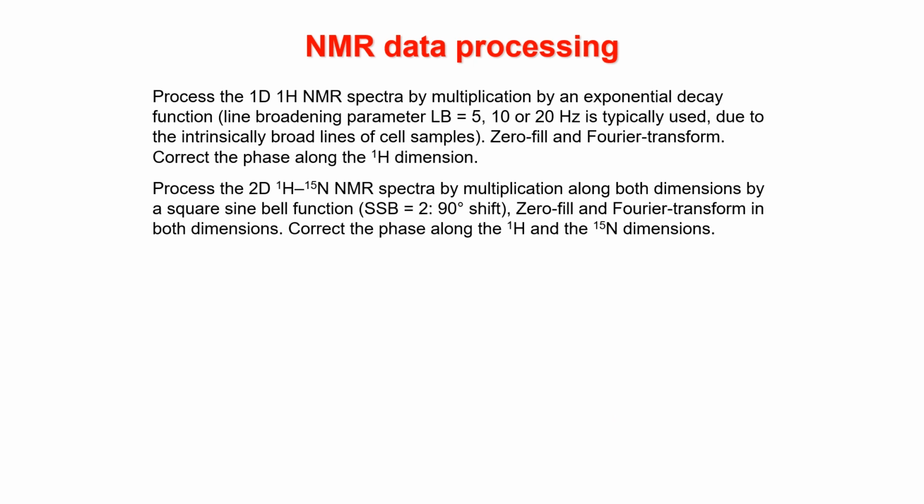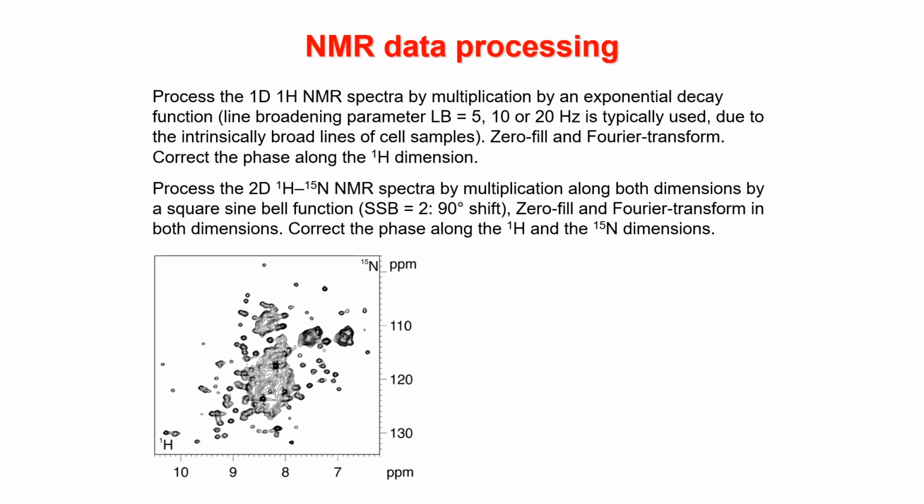Then you process the 2D NMR spectra by, again, multiplication with a window function along both dimensions. My preferred one is the SSB, that is a squared sine bell function, with SSB value equal to 2, which is the 90-degree shift of the sine, which becomes a cosine bell, basically. Then zero fill and Fourier transform in both dimensions. And then you, again, correct the phase along the proton and nitrogen dimensions as you would do with a normal NMR spectrum. And this is what you get.